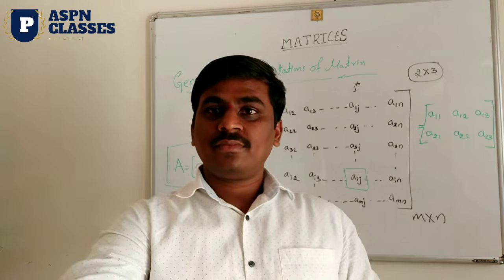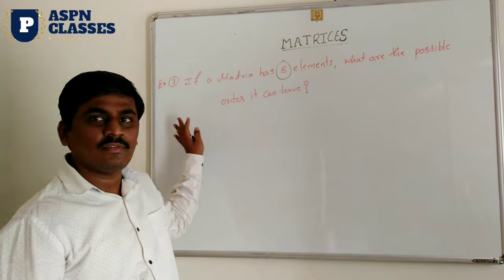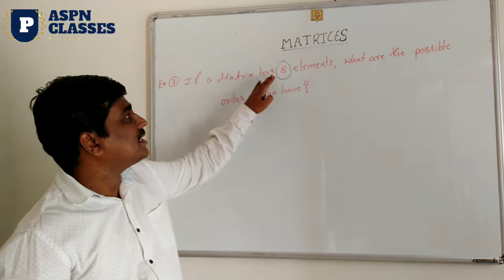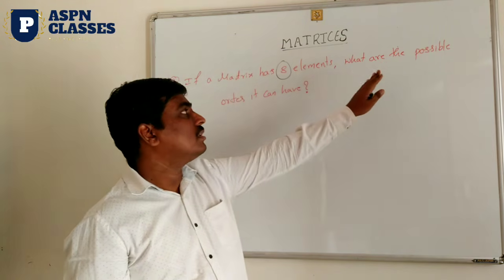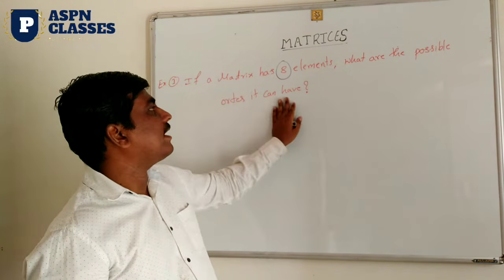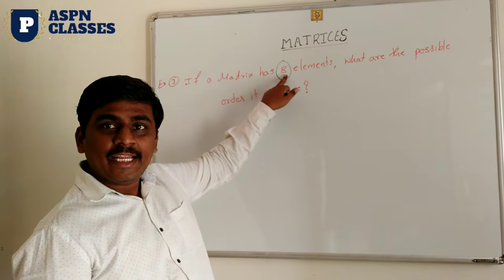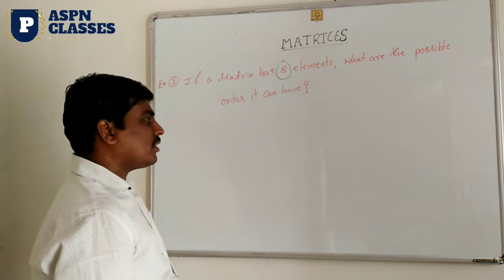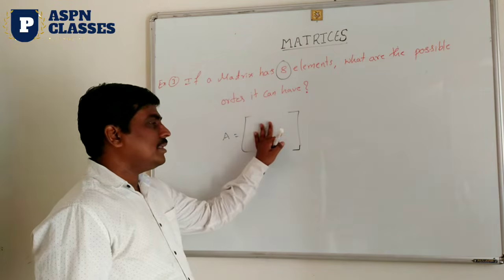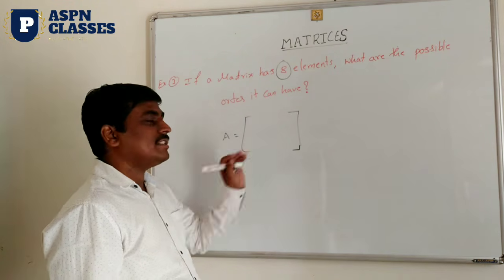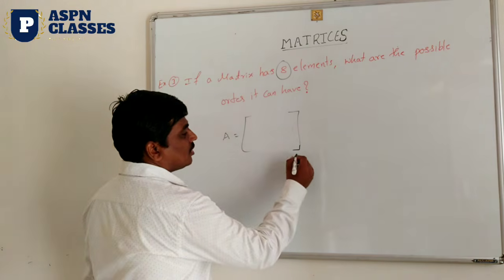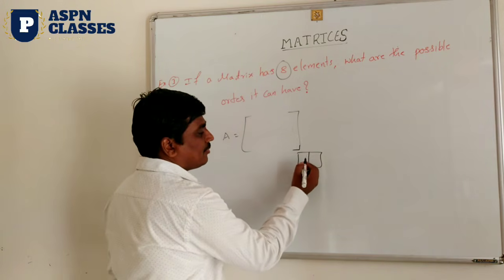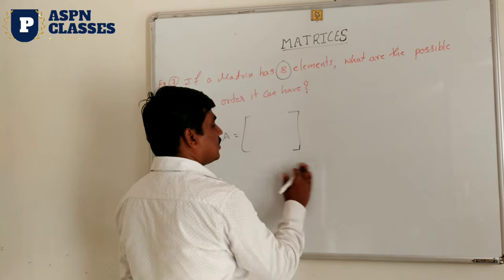Okay, let us discuss the example. First one: if the matrix has 8 elements, what are the possible orders it can have? How many elements are there here? 8 elements. So what are the possible orders? We already know the order of the matrix.